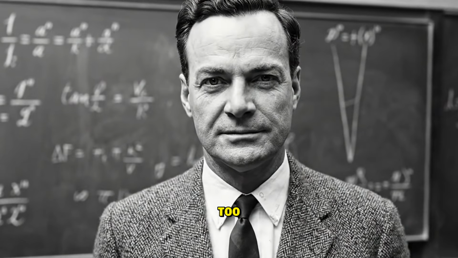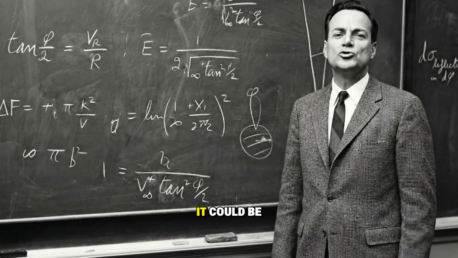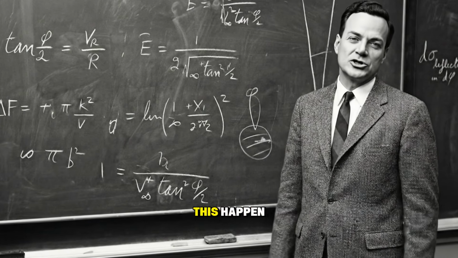And it works the other way too. If you know the momentum very precisely, the position becomes fuzzy. It could be anywhere. Why does this happen?